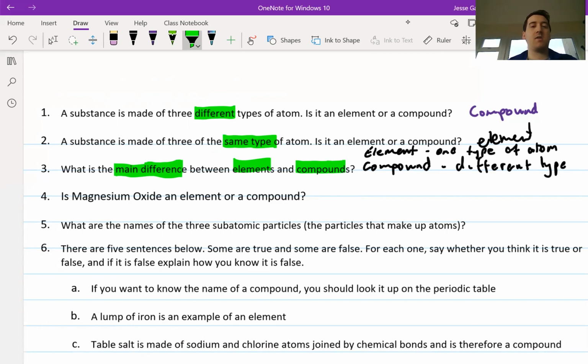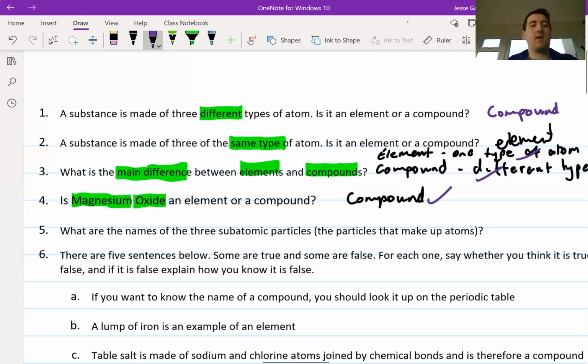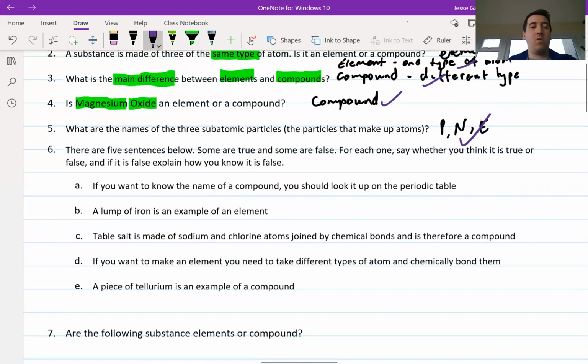Is magnesium oxide an element or a compound? Well, the clue is in the name. Magnesium is one element. Oxide comes from oxygen, which is another element. Those 2 elements together have to be a compound, it can't be an element. So well done if you said that. If not, fix it. What are the names of the 3 subatomic particles that make up atoms? Protons, neutrons, and electrons. You should have that in your answer. If you've got that in your answer, well done. Good job.